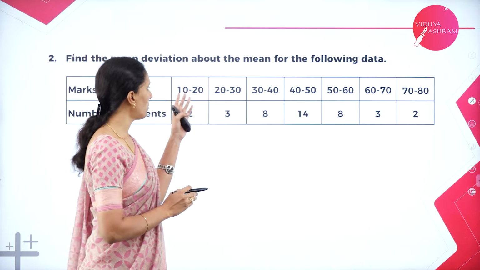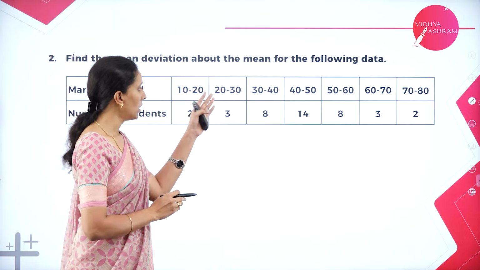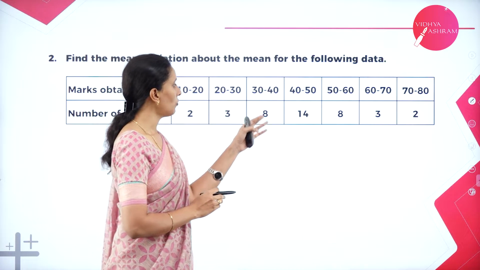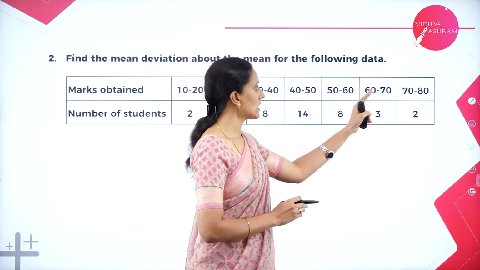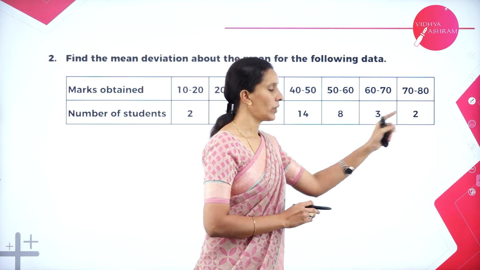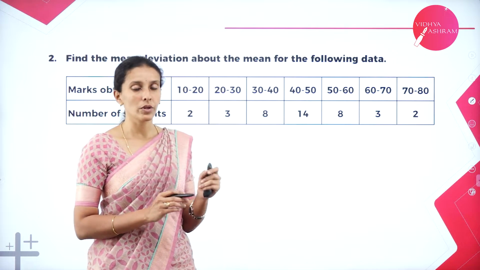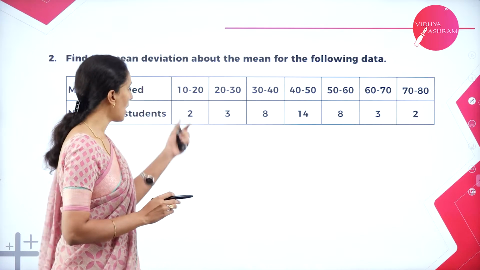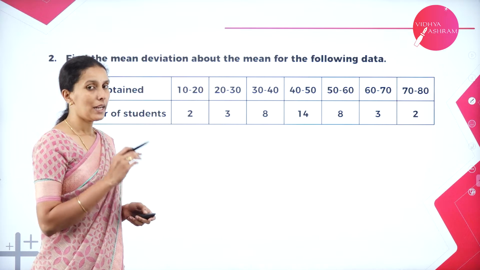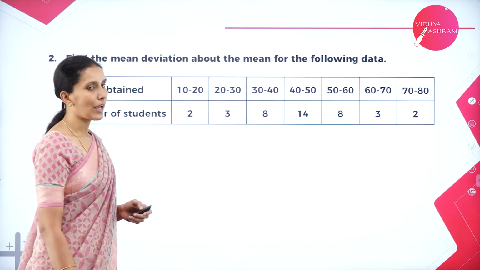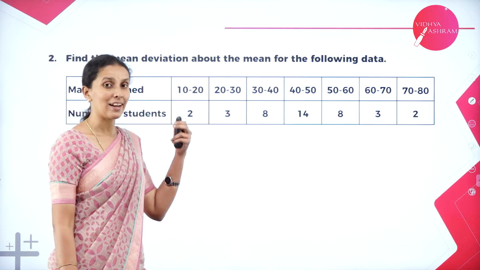The marks scored from 10 to 20 is by 2 students, 20 to 30 by 3, 30 to 40 by 8, 40 to 50 by 14, 50 to 60 by 8, 60 to 70 by 3, 70 to 80 by 2. So these are the number of students who have scored the marks in the given class intervals. Let us find out how to calculate the mean deviation by calculating the mean.